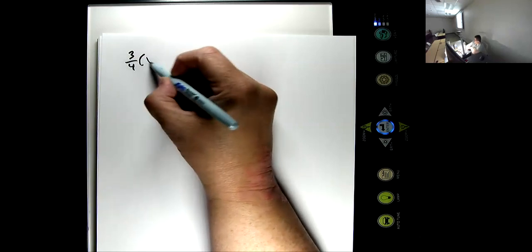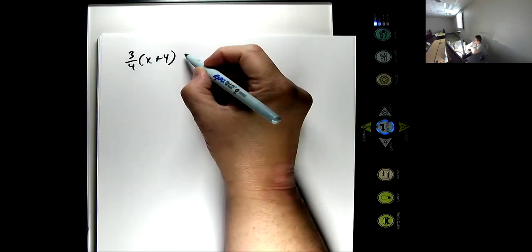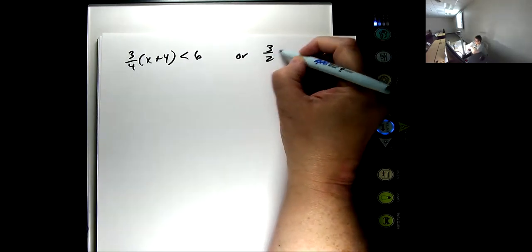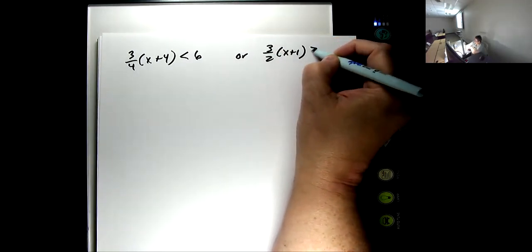3/4 times x plus 4 is less than 6, or 3/2 times x plus 1 is greater than or equal to 15.